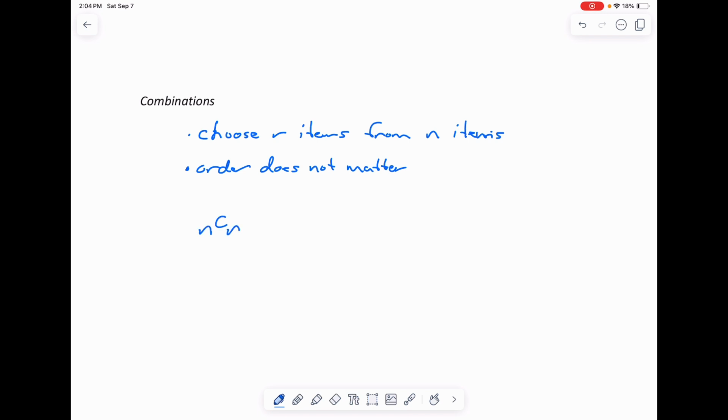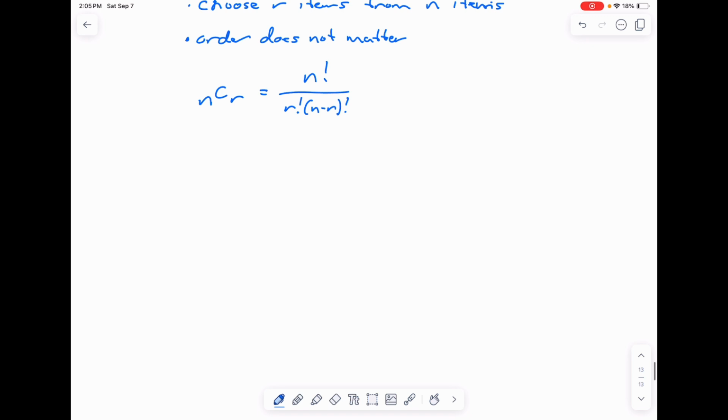Similarly, you might see notation like nCr. In this case, the formula is n factorial divided by n minus r factorial, exactly the same as permutations, except that we are also going to divide by r factorial. That's the only difference in the formulas: we have an r factorial in the denominator. I'm going to talk in just a little bit about why that is. But let's go ahead and do an example here.